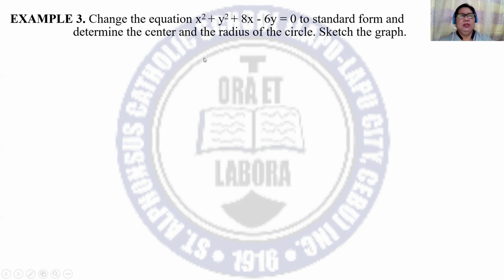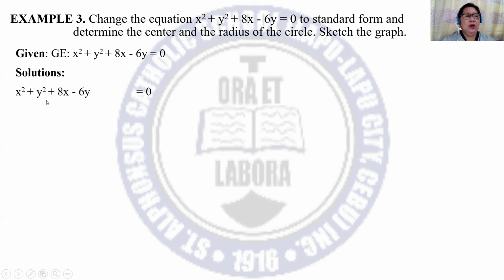Example number 3. Change the equation x squared plus y squared plus 8x minus 6y equals 0 to standard form, and determine the center and the radius of the circle. And then you have to sketch the graph of the circle. So this is the given. For the solutions, you copy first the general form of the equation, and then you arrange and leave a space for the third term and for the 2 additional constants.